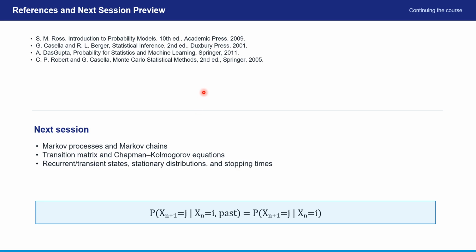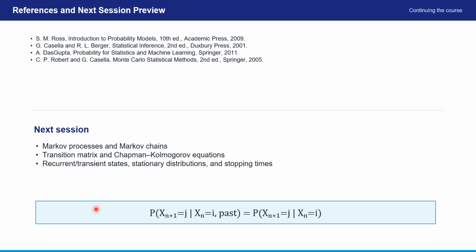In the next section, we start Markov processes and Markov chains. The main idea will be the Markov property. The future depends on the present state, not on the full past history. In formula form, P of X n plus 1 equals j given X n equals i, and the past, equals P of X n plus 1 equals j given X n equals i.